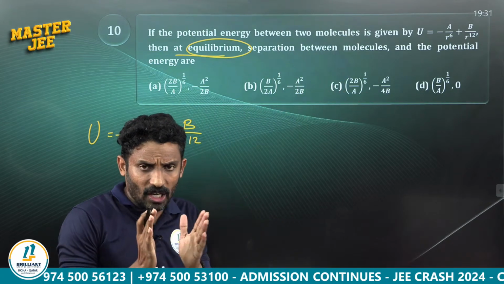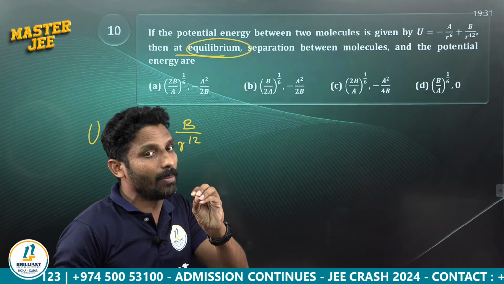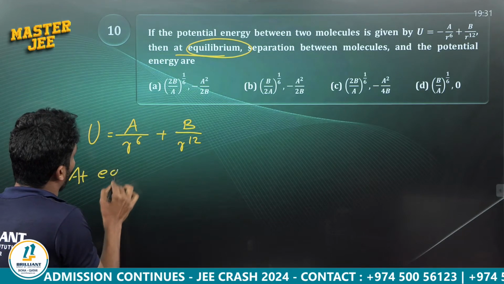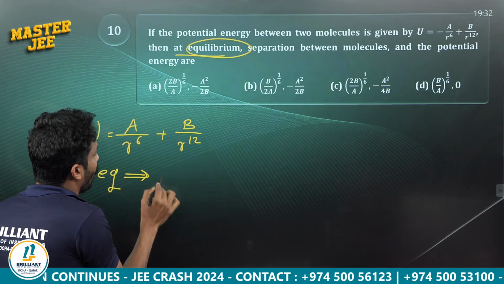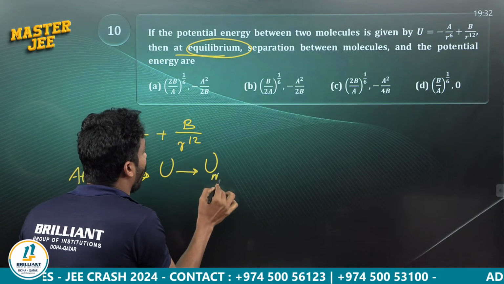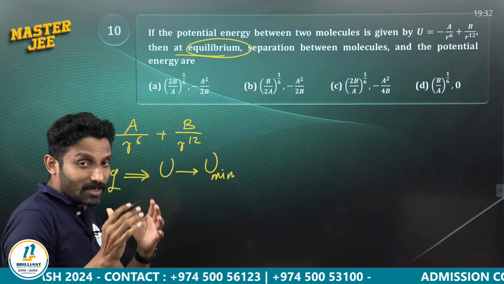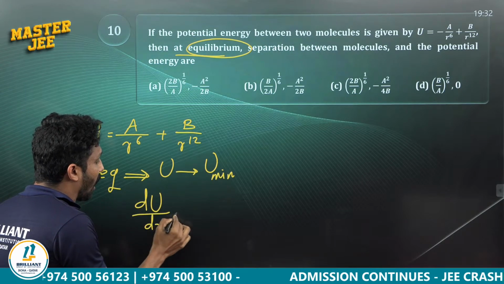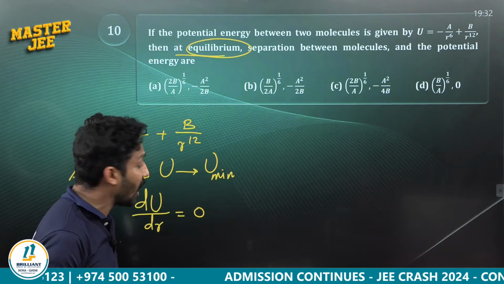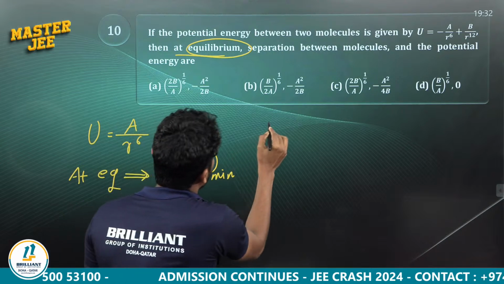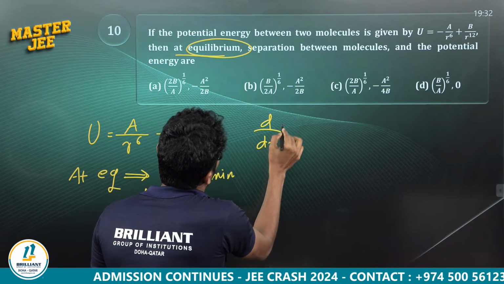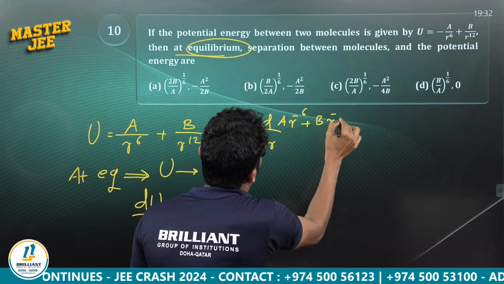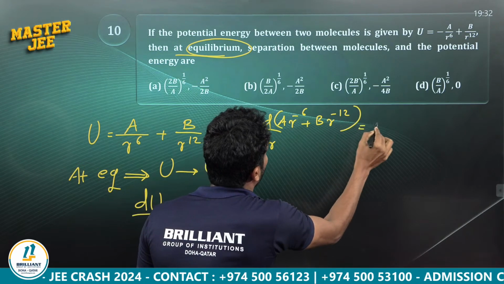What is the concept of equilibrium? The potential energy will be minimum. At equilibrium, U will be U minimum, meaning U reaches its minimum, so its derivative with respect to R will be 0. dU by dr will be 0. Which means d by dr of A into R raised to minus 6 plus B into R raised to minus 12 is equal to 0.